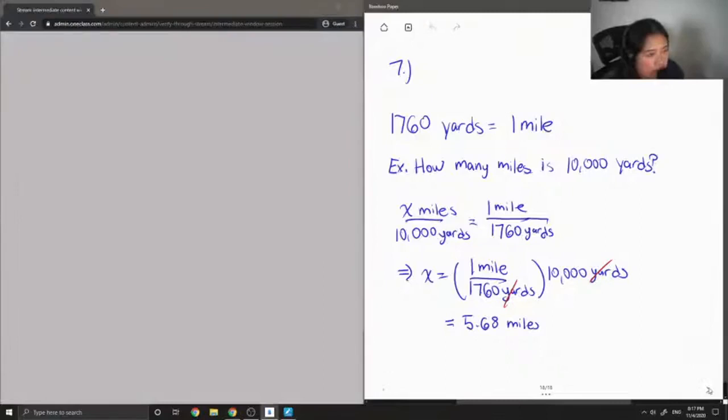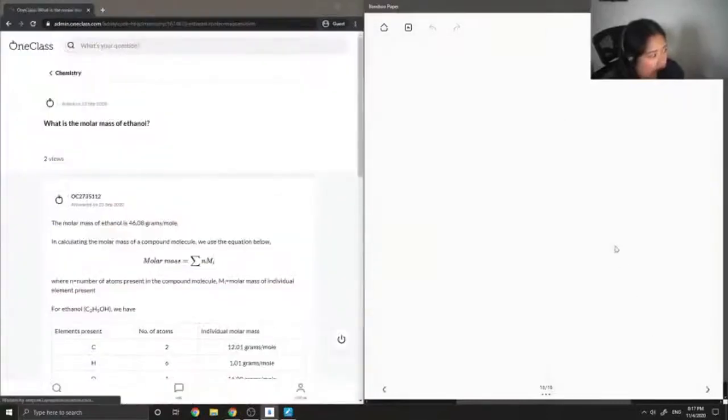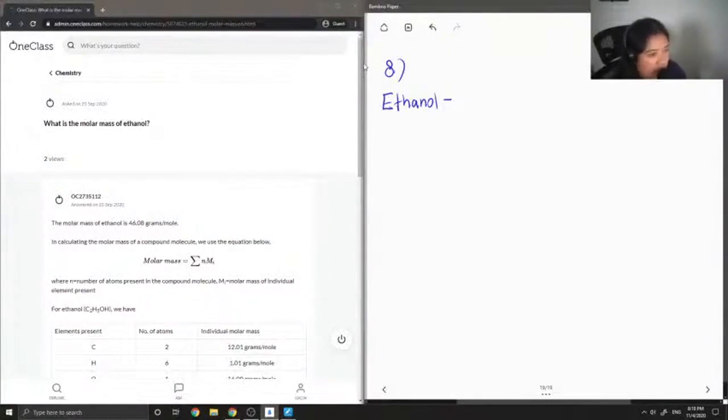Now let's check out question number 8. What is the molar mass of ethanol? First, I'm going to write down the chemical formula for ethanol. First, we can actually write out its structure.